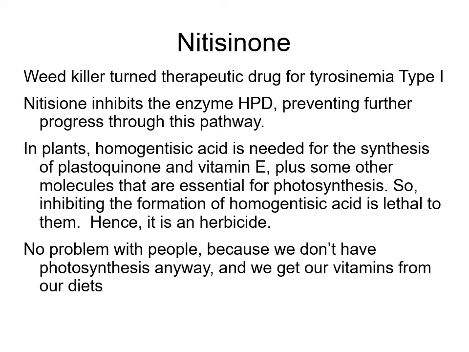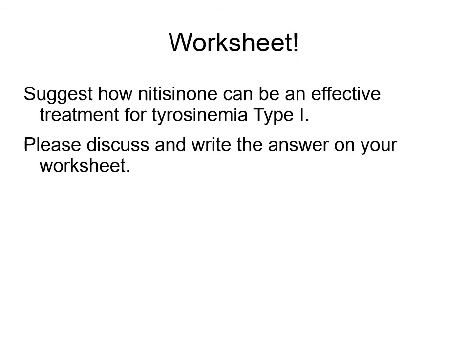Now, it's a weed killer because if you're a plant, you need homogentisic acid to make your plastoquinones, etc., for photosynthesis. We don't need to make plastoquinones, nor could we if we needed them, and so it's not particularly harmful to us, because even though it kills the plant, it's not going to kill the people. Okay, so you need to look at the pathway and suggest how this drug, nitisinone, can be an effective treatment for tyrosinemia type 1. Please answer on your worksheet.